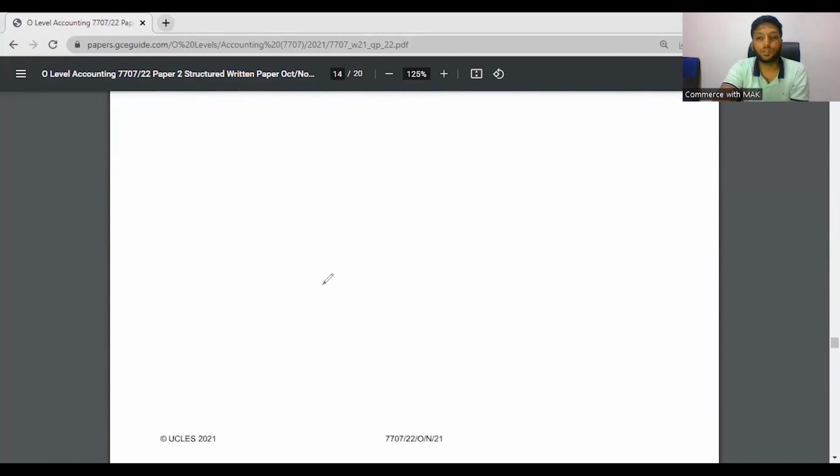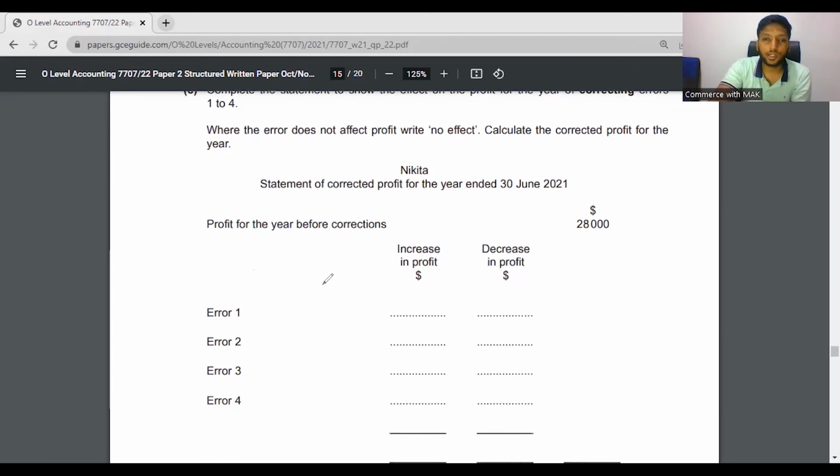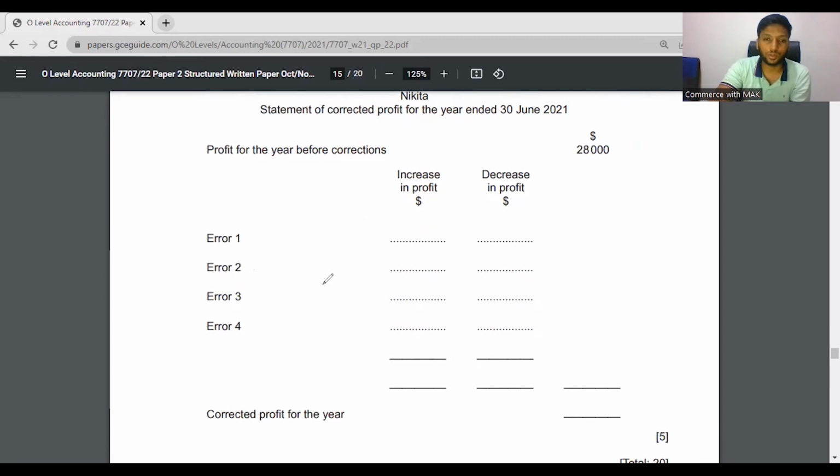Yes, 15 marks for this. And then they have one more thing to do. Complete the statements to show the effect on the profit for the year of correcting errors 1 to 4. Where the error does not affect profit, write no effect. Calculate the corrected profit for the year. Statement of corrected profit for the year ended 30th June 2021.